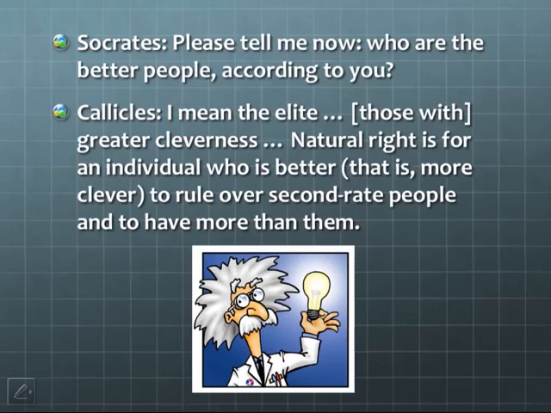And that's why there's a picture of Albert Einstein there. So he says natural right is for an individual who is better, in other words, more clever, to rule over second-rate people, so not so clever people, and have more than them. So he's got a new definition of superior.